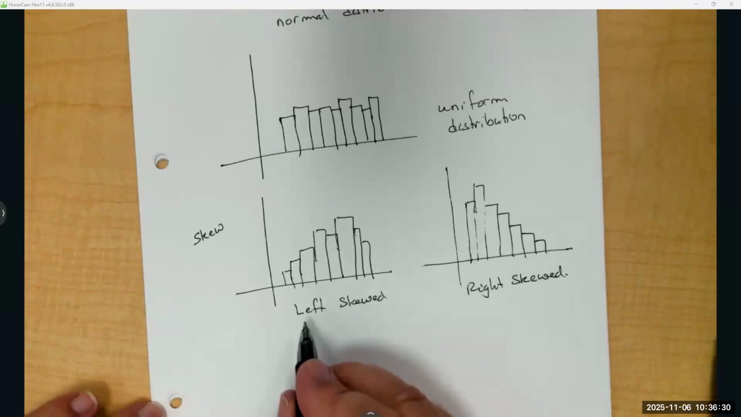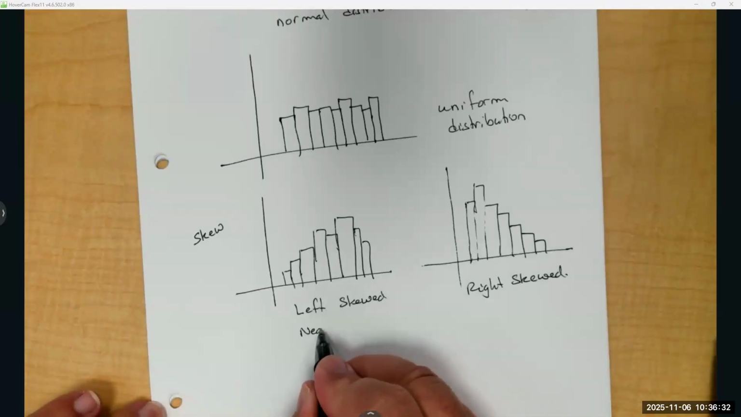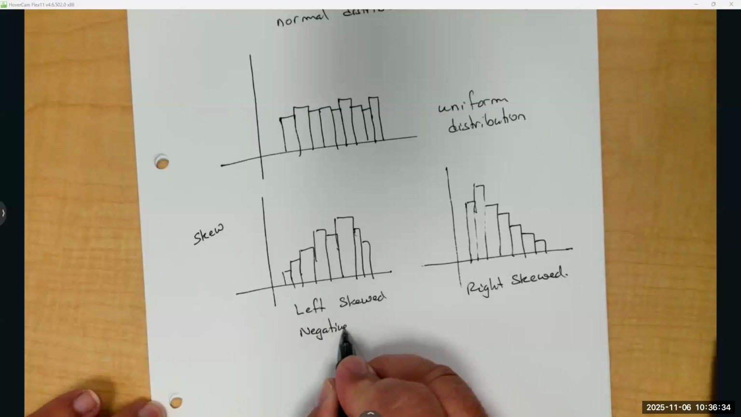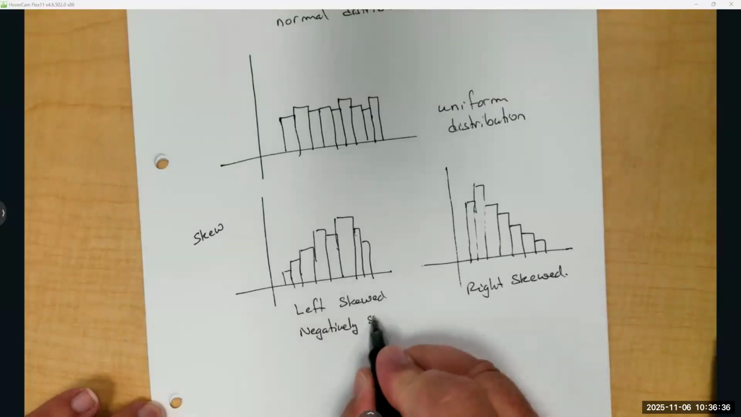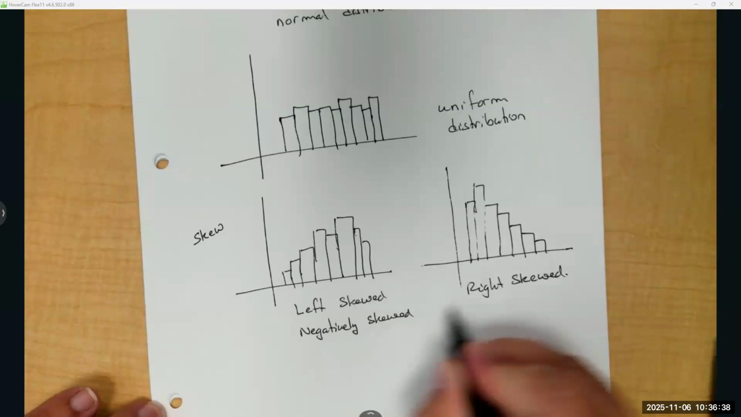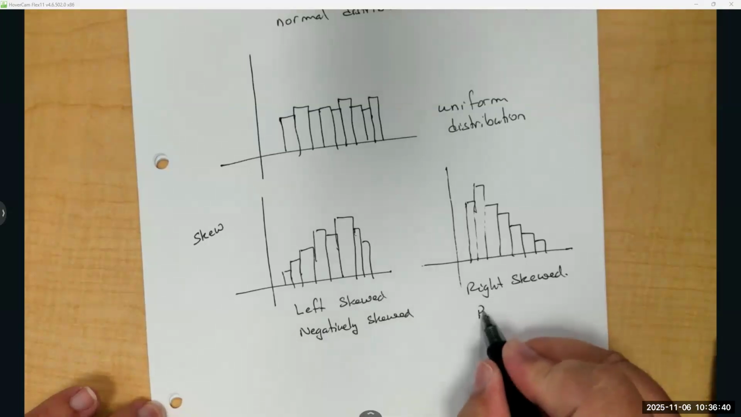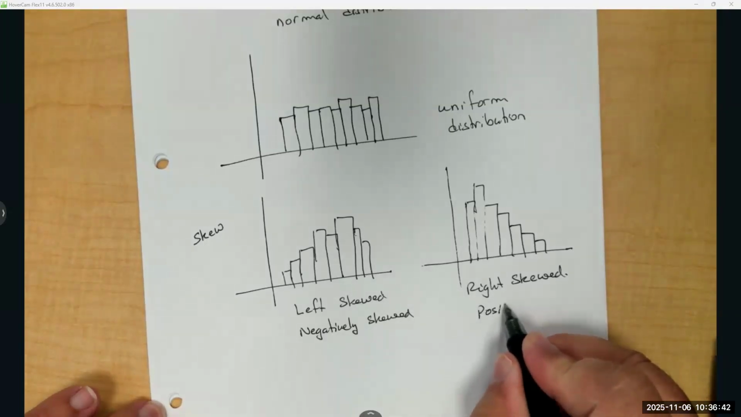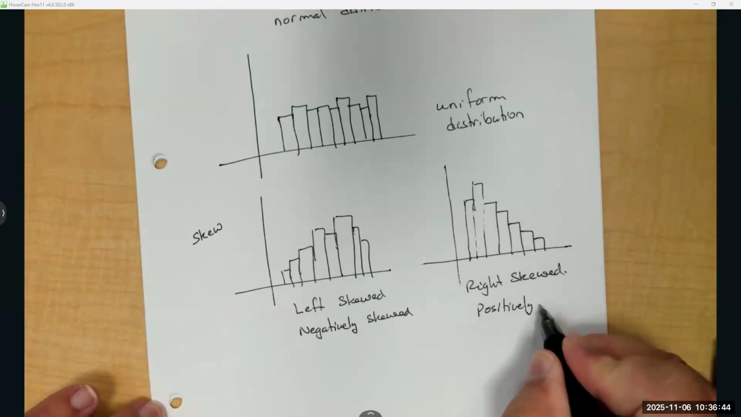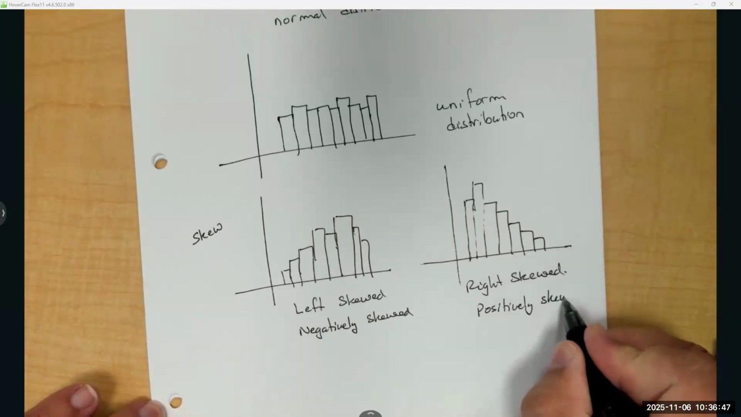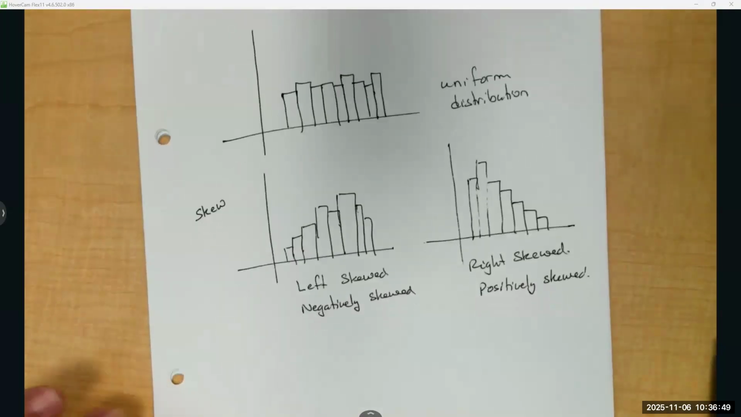If it's left skewed, we say it's negatively skewed. If it's right skewed, we say it's positively skewed. Now, the difference between the two, I'm glad you said that. That's very true because it's opposite of what you'd think.